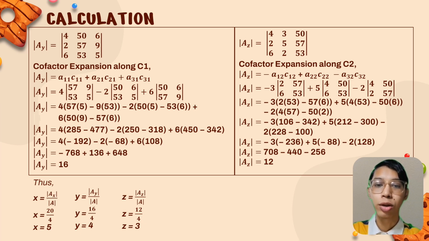For AX, we put in the value for each determinant. So x equals 20 divided by 4, and we get 5. For y, we get 16 divided by 4, and we get 4. For z, we divide 12 by 4, and we get 3. For the final answer, we get x equal to 5, y equal to 4, and z equal to 3.